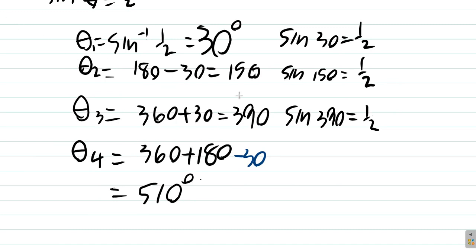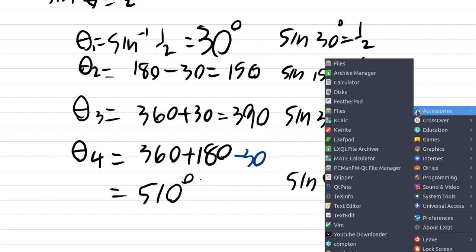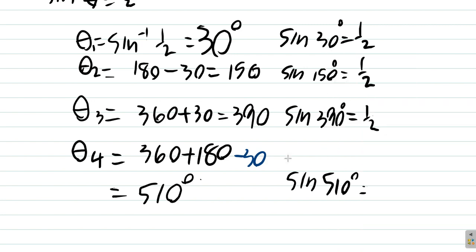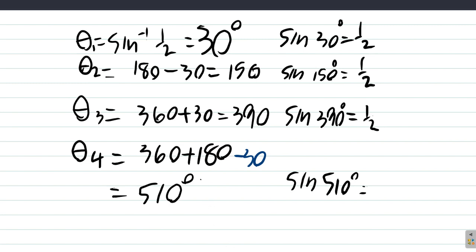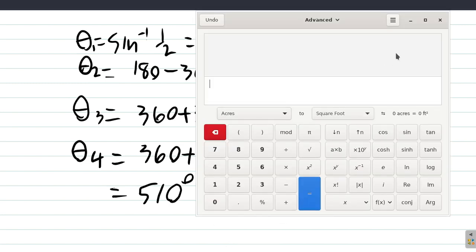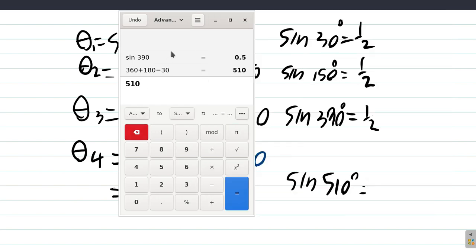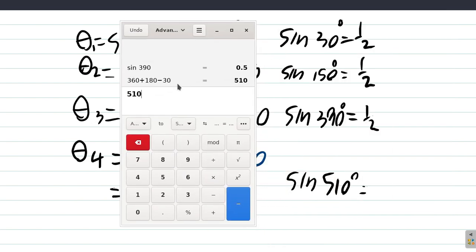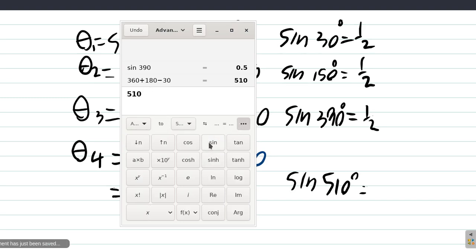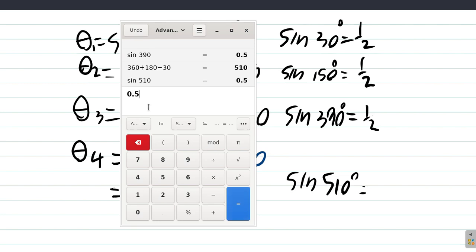Will the sine of 510 be half? Let us see. Sine of 510 degrees. All of these are degrees, remember? But anyway, we're going to see what happens when we try that. What is the sine of 510 degrees? We get half.